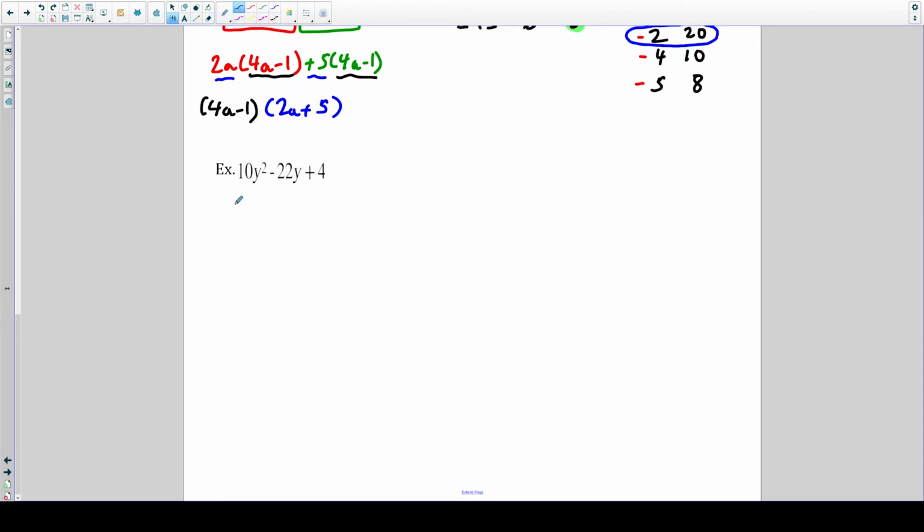So I'm going to rewrite this after we factor out a factor of 2. Now this becomes 5y squared minus 11y plus 2. How does this compare? Well, we're just going to ignore this 2 at the beginning. We're only going to look at whatever's on the inside here. We have a 5, negative 11, and a positive 2.